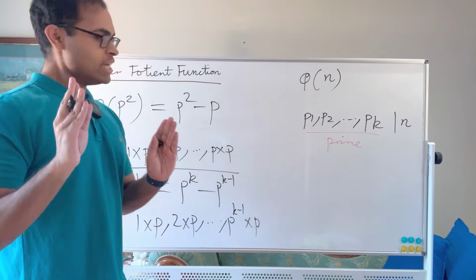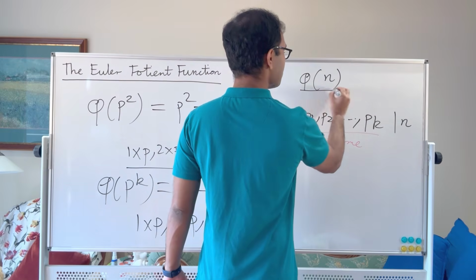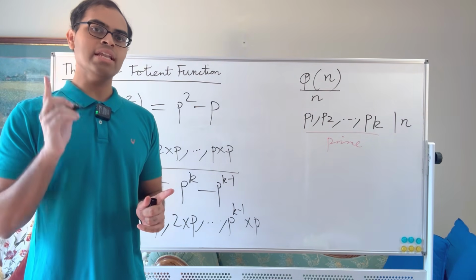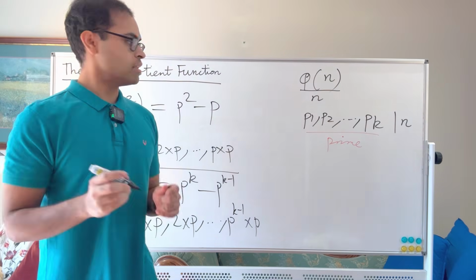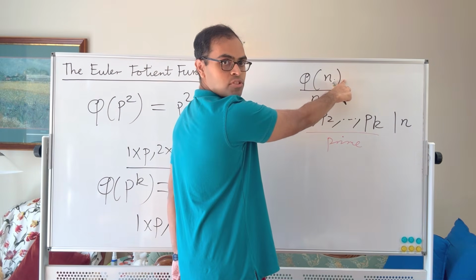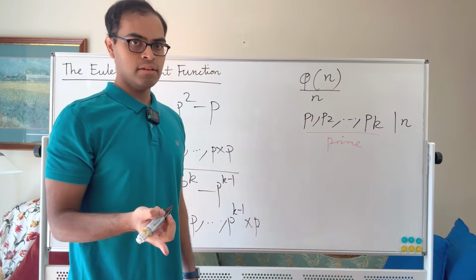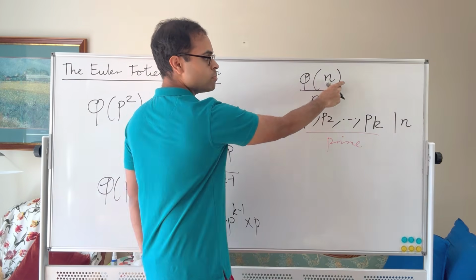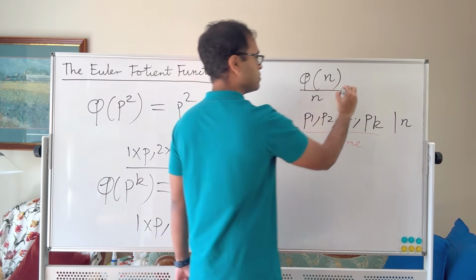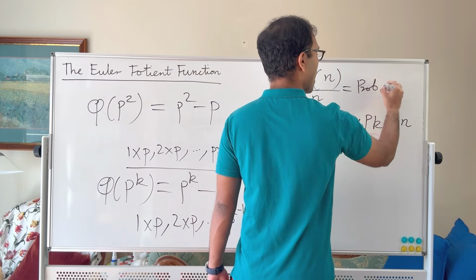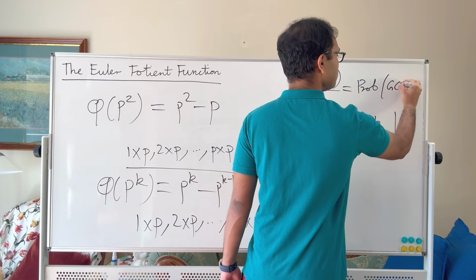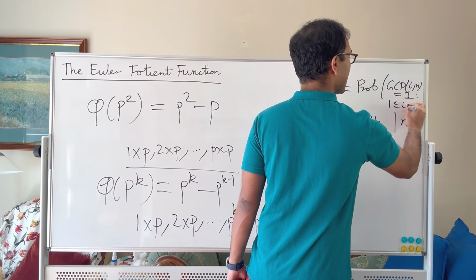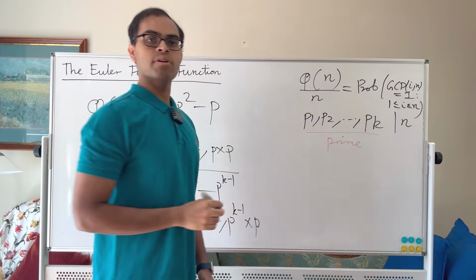So if we think about the following quantity, phi of n by n, this is the probability that a number from 1 through n is going to be relatively prime to n. Because the top represents all the numbers from 1 through n that are relatively prime to n, and the bottom represents the total number of numbers from 1 through n. So it is favorable outcomes divided by total number of outcomes. This is the probability that the greatest common divisor of i and n is equal to 1 if you have 1 less than or equal to i less than or equal to n. That's the probability we're trying to calculate.